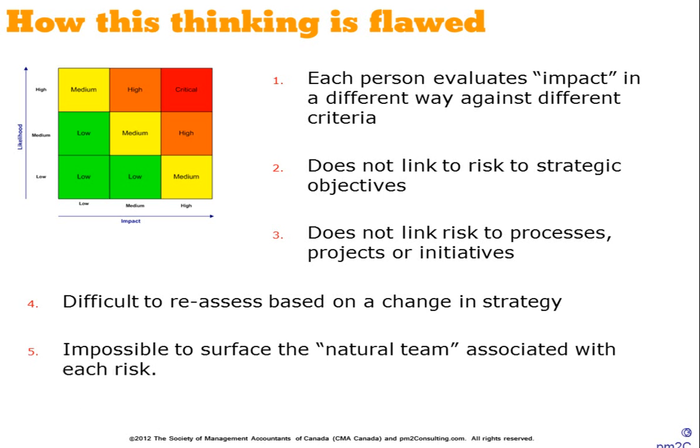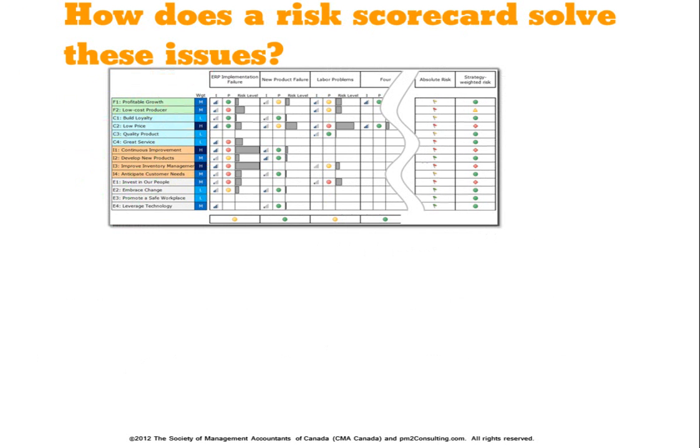And then finally, it's impossible to surface the natural team that you need to pull together with that matrix on the top left of this screen. We need the ability, again, to link it back to the processes and projects, what people in your organization are accountable for, so we know the specific individuals we need to bring in to help grapple with those risks. So this is why building a risk scorecard becomes important, to enable you as a manager to take action on those risks. How does a risk scorecard help you do it?